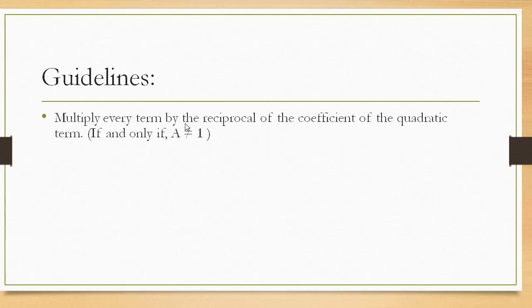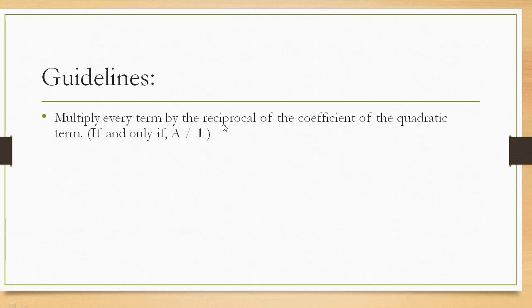So the first step is multiply every term by the reciprocal of the coefficient of the quadratic term if and only if a is not equal to 1. So kung ang imuhang quadratic term, ang a niya is equal to 1, pwede na dili gamiton ang first step. So, if not equal to 1 ang imuhang quadratic term sa imong quadratic equation, gamiton nato ning step 1.